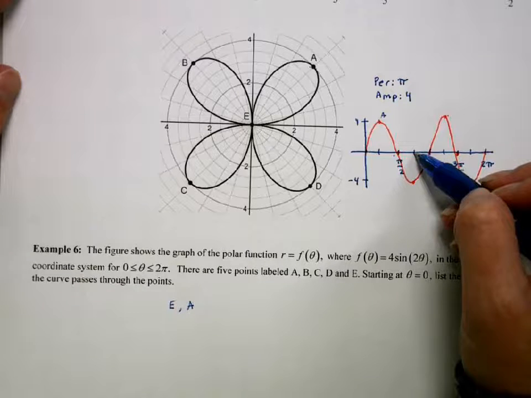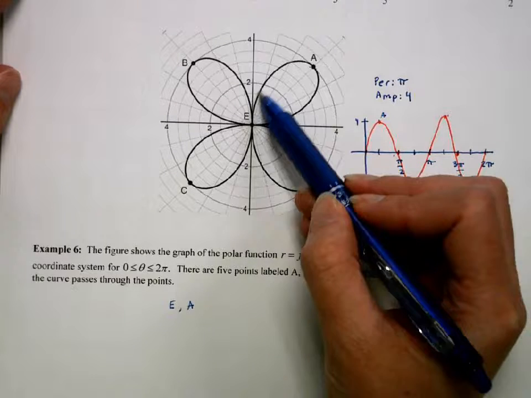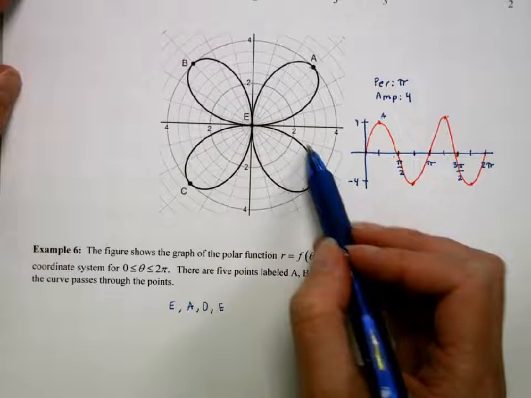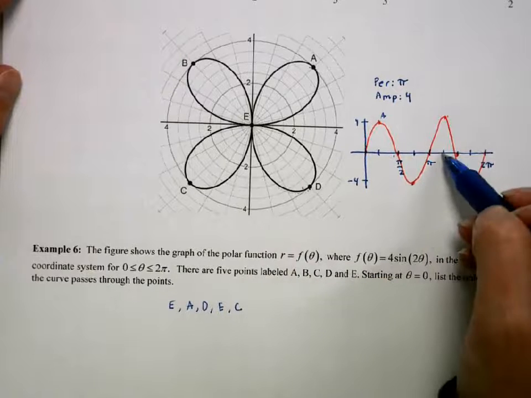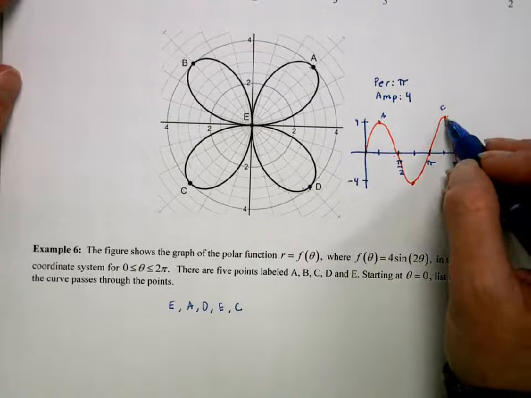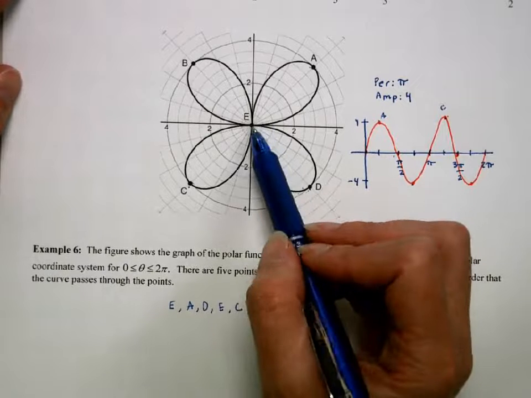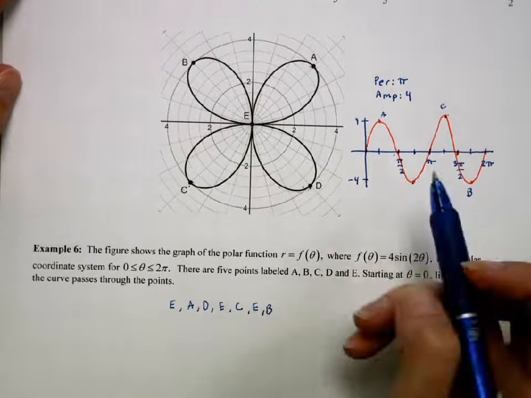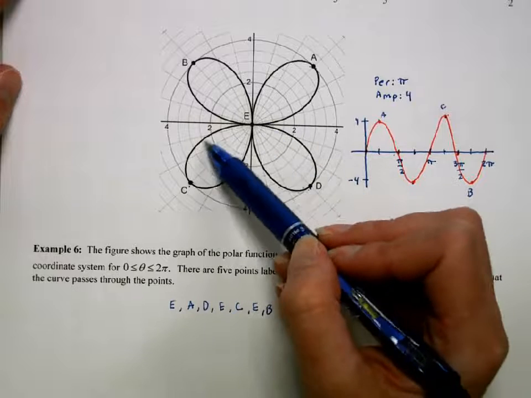So we went from A to D. We're going to go back to E, then to C, which on this one, C is going to be here, because at 5 pi over 4, we're at positive 4, which is this point. Back to E, and then we're going to finish off with B. Okay, so again, following that, we're E, A, E, D, E, C, E, B, E.